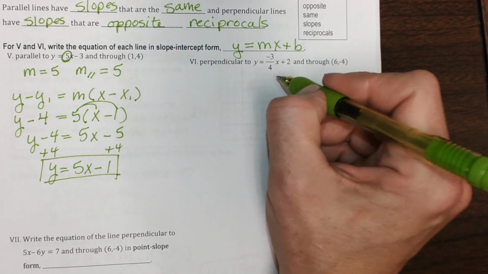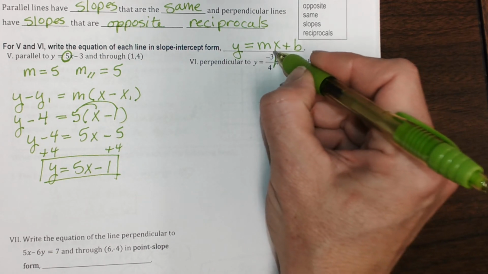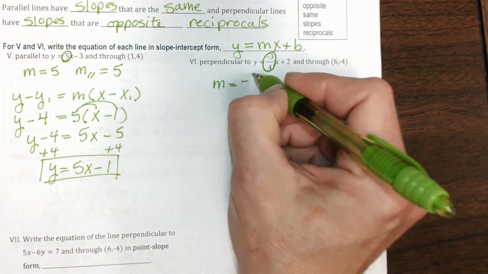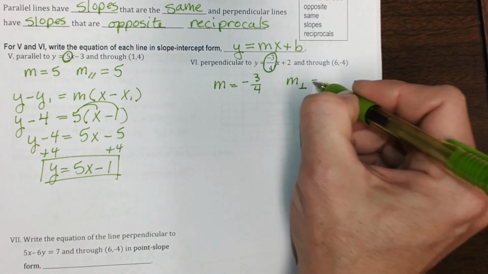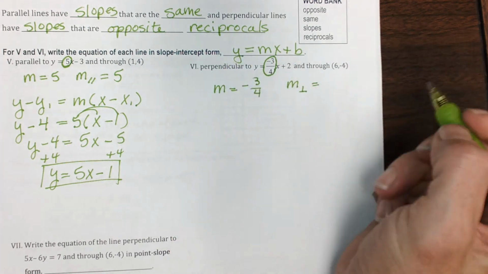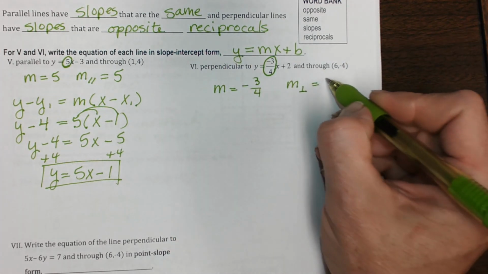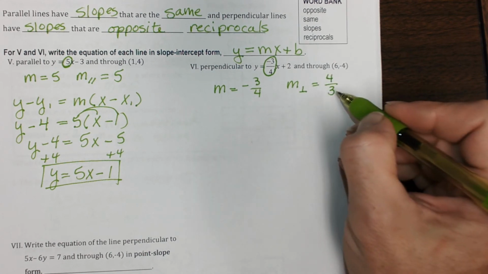Well, we still think about it the same way. We need to know what the slope is here. It's always the coefficient on x. So if our given slope is -3/4, then the slope of the perpendicular... now remember, they are opposite reciprocals. So that means we need to change the sign. If it was negative, it will become positive and flip the fraction. So there's our new slope.